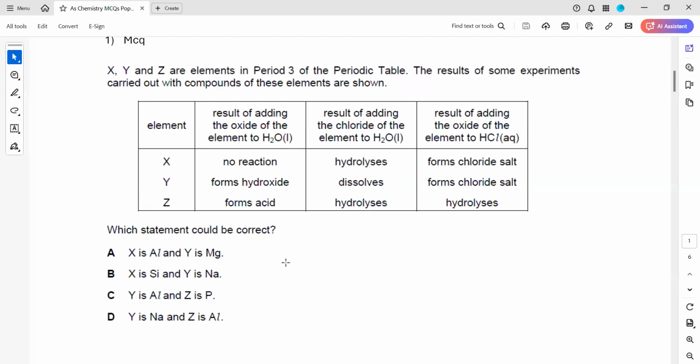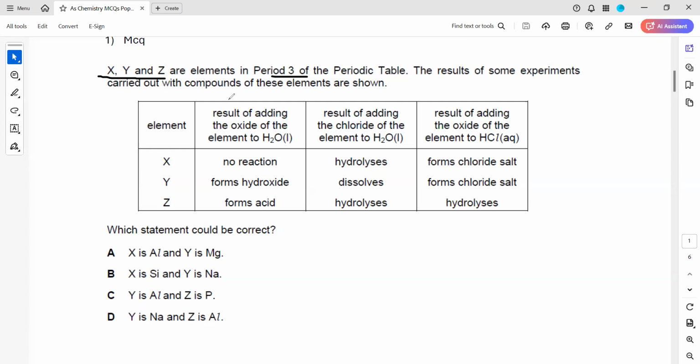Question 1 is actually related to the period 3 elements X, Y, and Z. X, Y, and Z are the elements in period 3 of the periodic table. Some experiments were carried out with the compounds of these elements. Result of adding water.